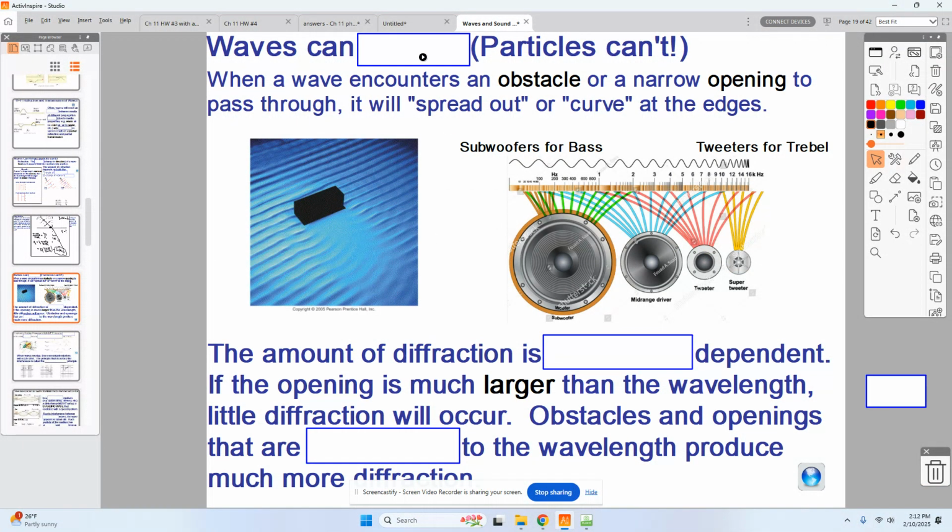Okay, again, if you're having to watch this from home, we're looking at what waves can do that particles can't. So waves can diffract. That means they can sort of bend around an obstacle. I'm going to show you a quick little ripple tank here as a simulation. And then the application we'll look at is speakers. And I have a setup here so you guys can see, or hear, how that works.